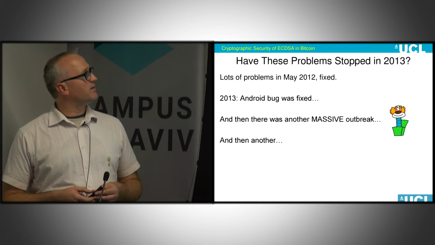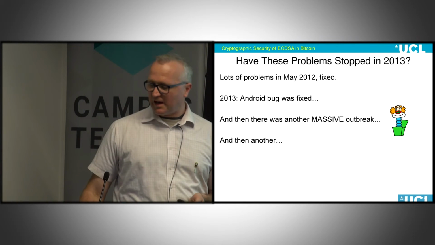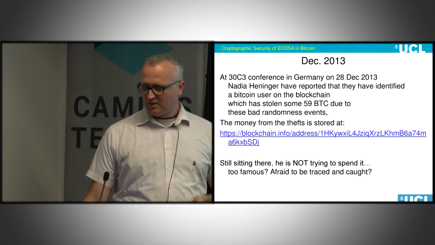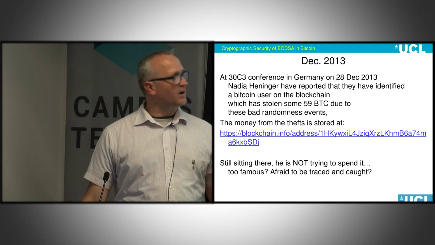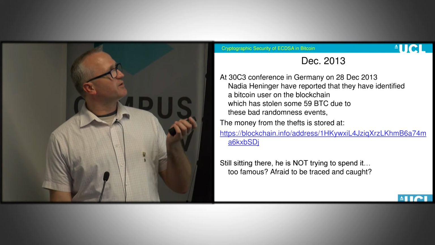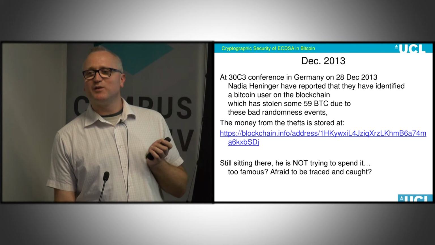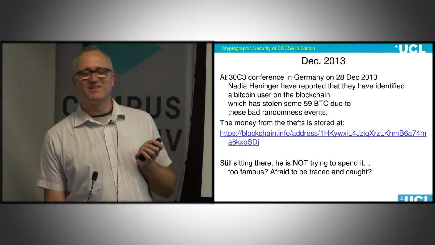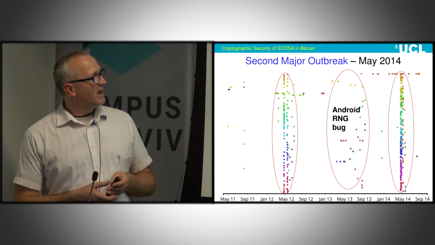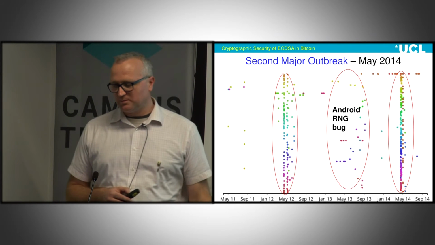You know, there have been a number of outbreaks. The Android bug has been fixed. Everybody thought it was solved. Some Bitcoins have been stolen. For example, 59 Bitcoins went to one account. To this day, they are not spent. The thief is afraid of using these Bitcoins. And here is a visualization.